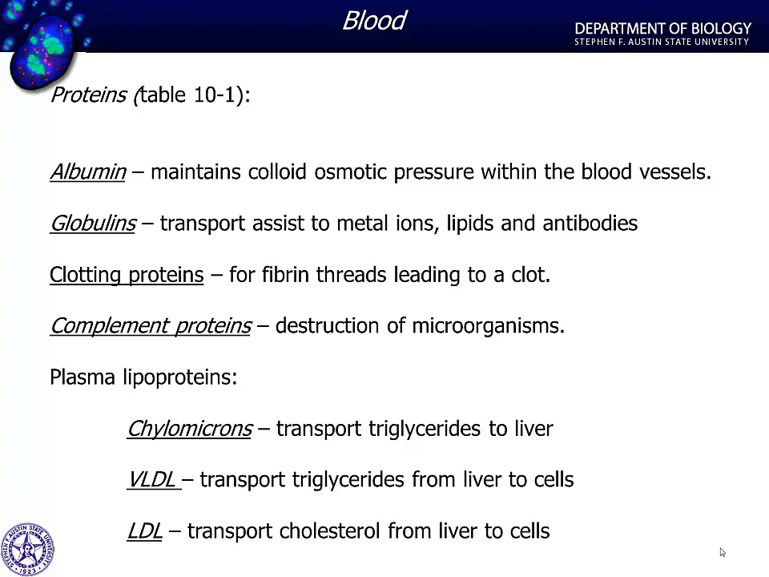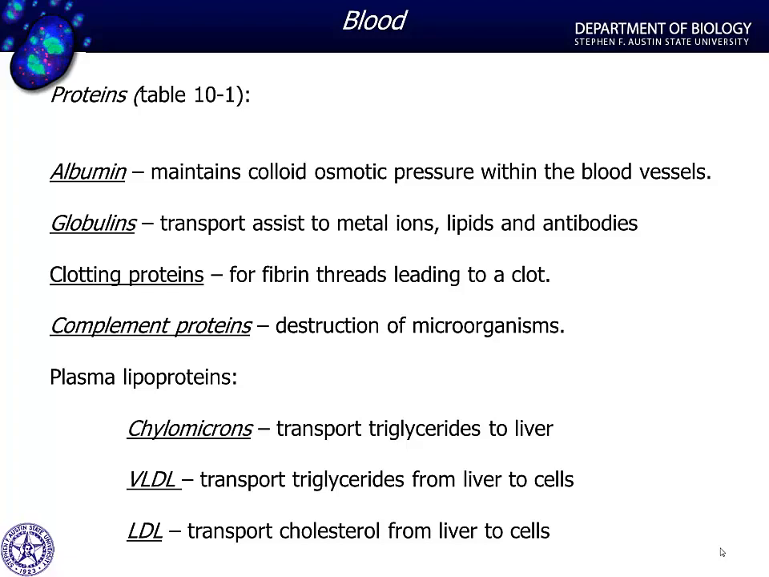We have complement proteins, fibrin. We have fibrinogen, the inactive form of fibrin. We have prothrombin. All of the other clotting factors, especially those involved in the intrinsic pathway, are present. And then we also have complement proteins that are in their inactive form that, when activated due to an immune response, can lead to the destruction of microorganisms.